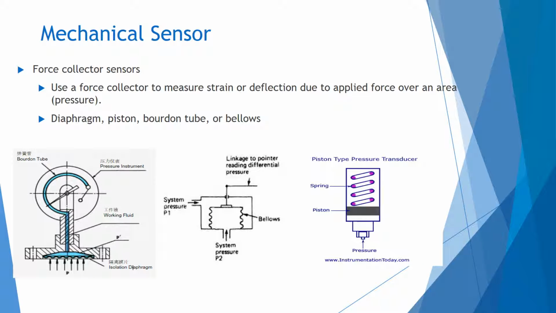Mechanical sensors are also called force collector sensors. They use a force collector to measure strain or deflection due to applied force over an area, which is also called the pressure. There are different types of mechanical sensors like diaphragm, piston, Bourdon tube, or bellows. In these images, you can see the illustration of the types of mechanical sensors.